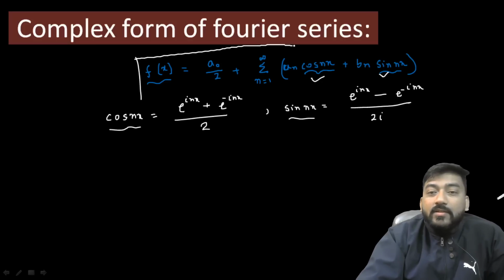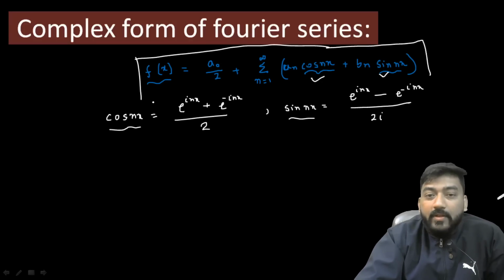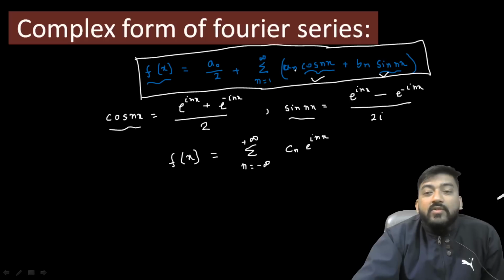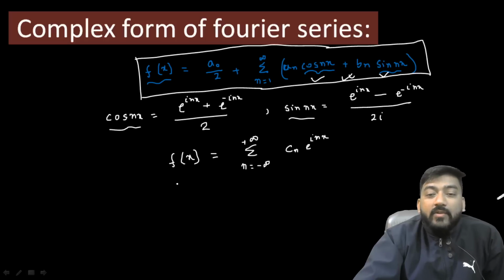This is the general form of complex Fourier series. This is actually in terms of sine and cosine terms, but let me assume that the complex form of Fourier series f of x can be written like this: summation n equal to minus infinity to plus infinity c_n e to the power inx. So instead of this, we can write the Fourier series like this also.